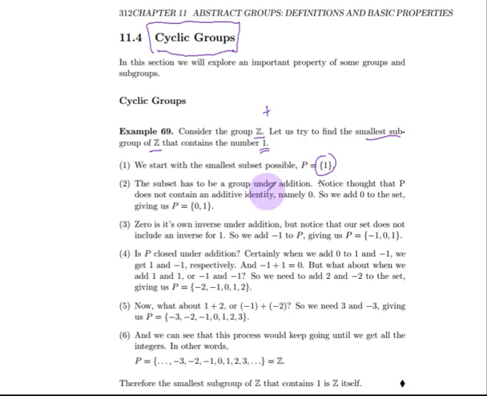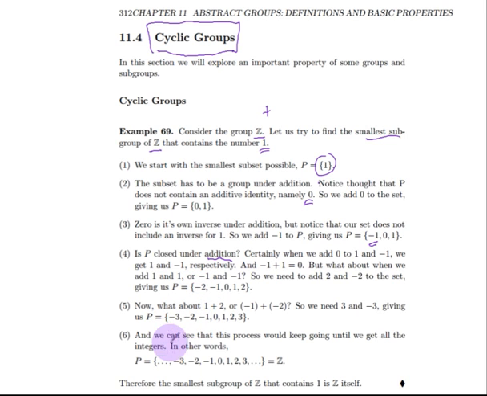Well, let's go through the steps like this. If it's a group, then 0 must also be in it. So 0 must be in this set as well. Furthermore, if it's going to be a group, then the inverse of 1 must be in, so minus 1 has to be in. And then since it's closed under addition, 1 plus 1 must be in, so that gives us 2. Minus 1 plus minus 1 must be in, so that gives us minus 2.